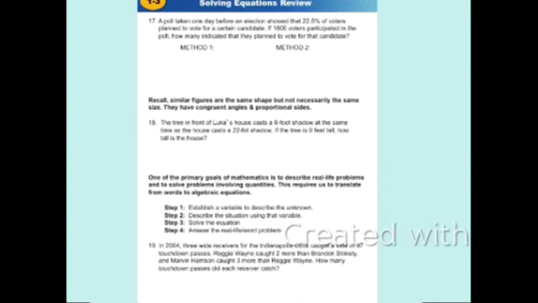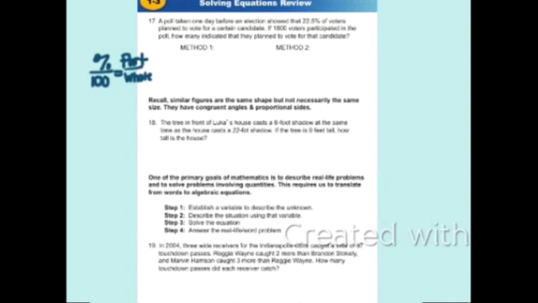So number 17 is about a poll that was taken a day before an election. Now, that's pretty timely. We have an election coming up. And it showed that 22.5% of voters plan to vote for a certain candidate. If 1,800 voters participated in the poll, how many indicated that they planned to vote for that candidate? So using method 1, which was the proportional way, we can take a look at the part over the whole equals the percent over 100.